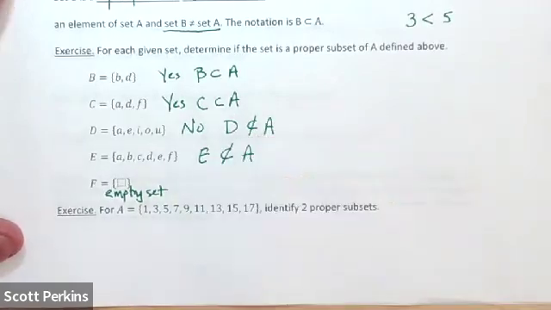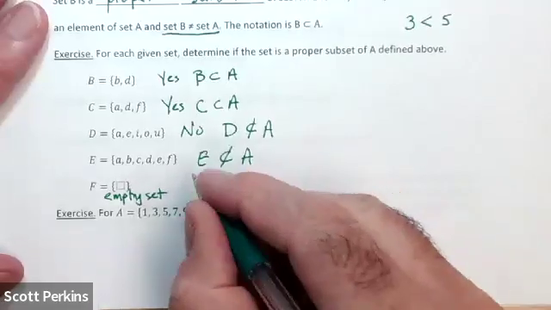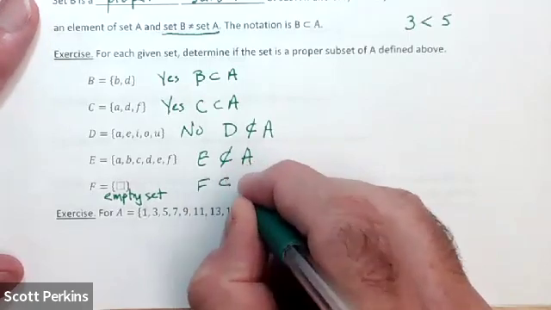Great job. And then the empty set. Is the empty set a proper subset? Yes, because it is not the equal set. And I told you just a few minutes ago, even though it's a little funky to think about, that the empty set is always a subset. Okay, so F, meaning the empty set, is a proper subset of A.